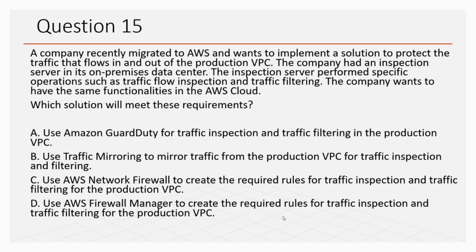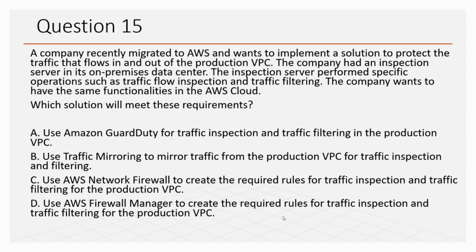Question number 15. A company recently migrated to AWS and wants to implement a solution to protect the traffic that flows in and out of the production VPC. The company had an inspection server in its own on-premises data center. The inspection server performs specific operations such as traffic flow inspection and traffic filtering. The company wants to have the same functionalities in the AWS Cloud. Which solution will meet these requirements?